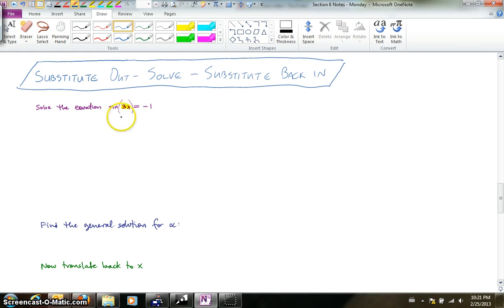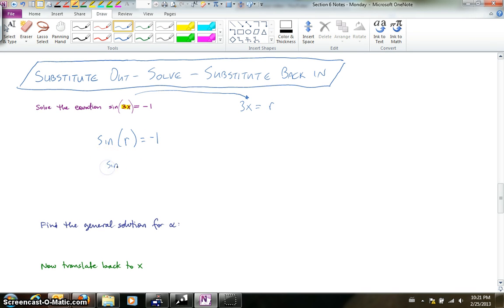But when there is a coefficient in front of your x, or just anything besides one simple variable in there, my recommendation to you is to replace that with a different variable. And so I'm going to go ahead and use r. I'm going to say that 3x equals r. That's my substitution step here. So that's us substituting out this 3x and substituting in an r. So the sine of some angle r is equal to negative 1.